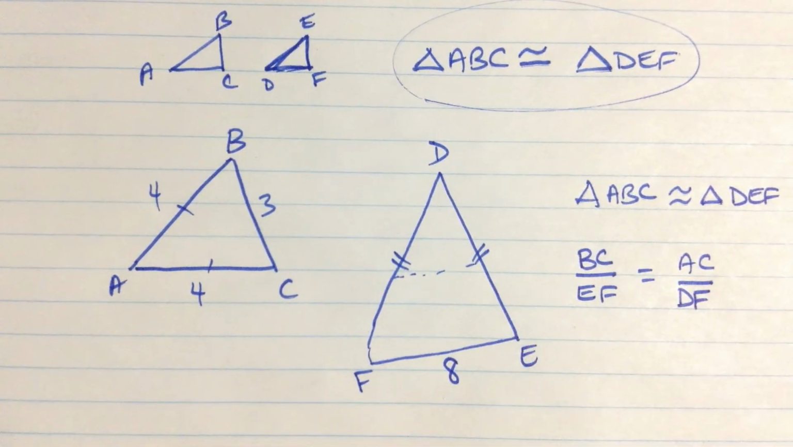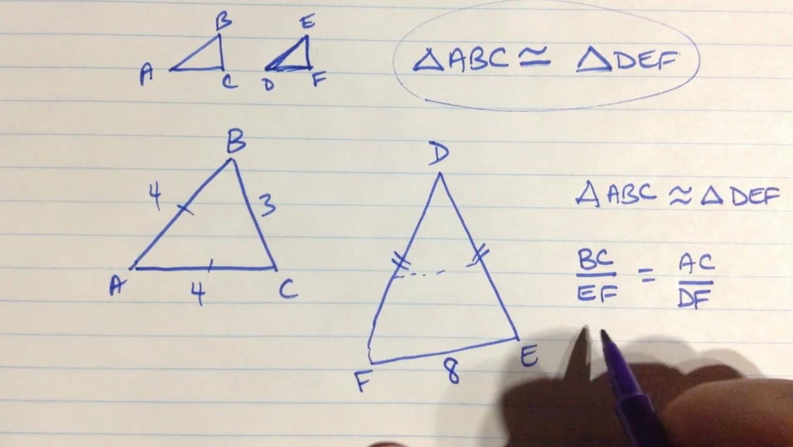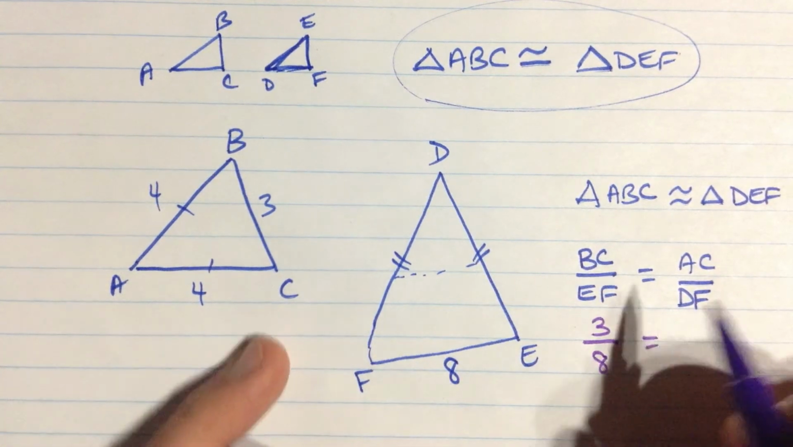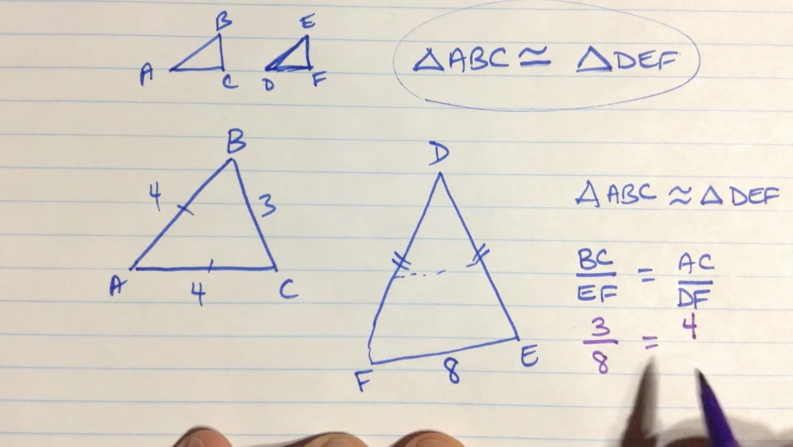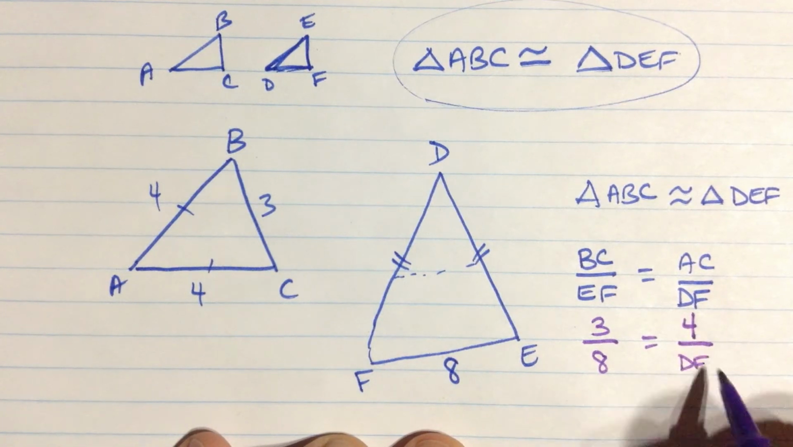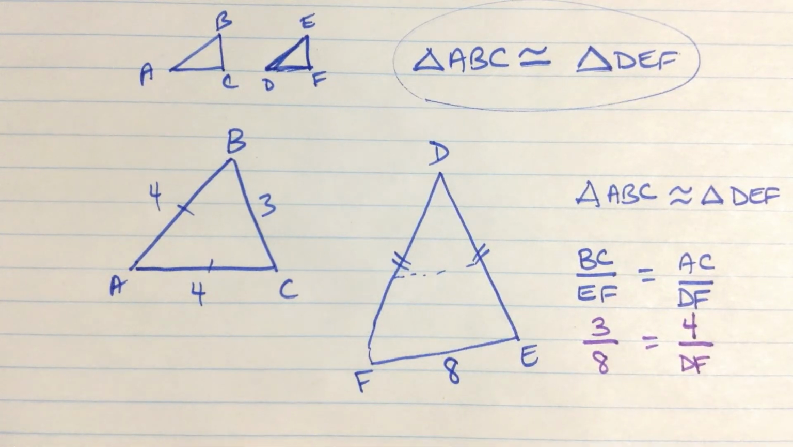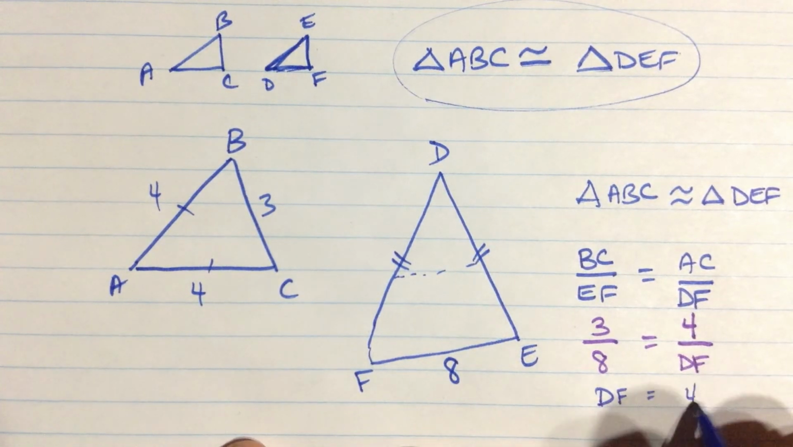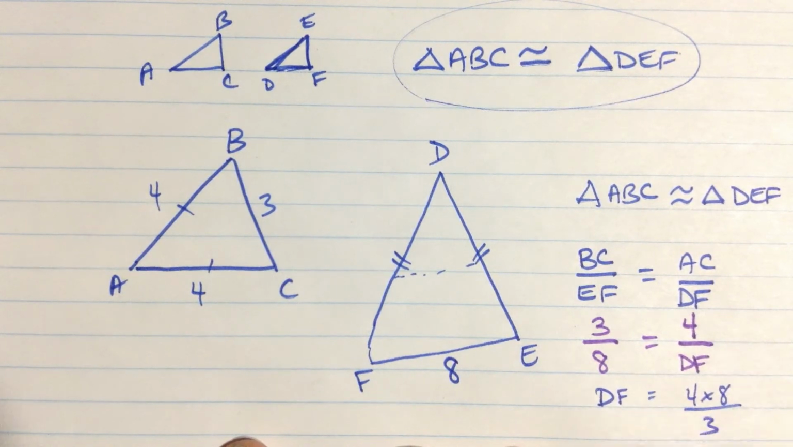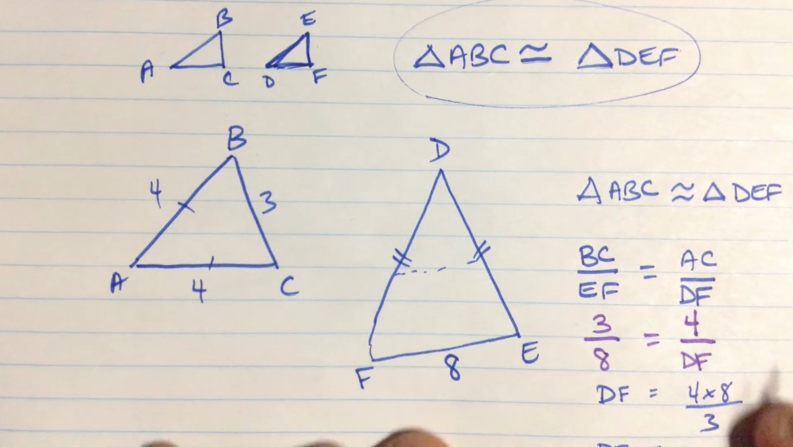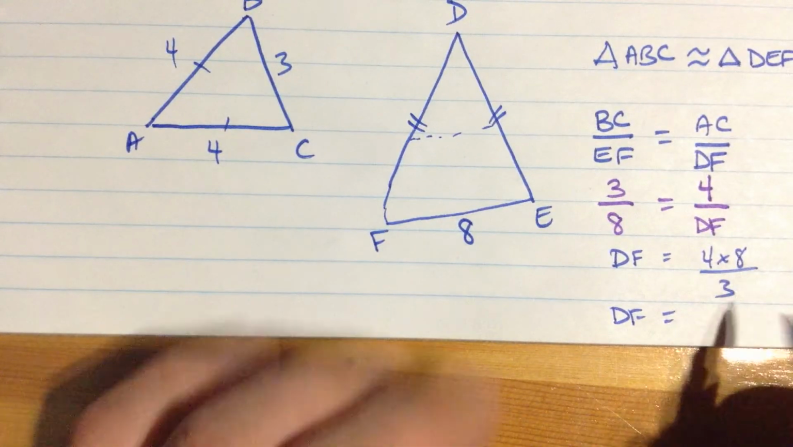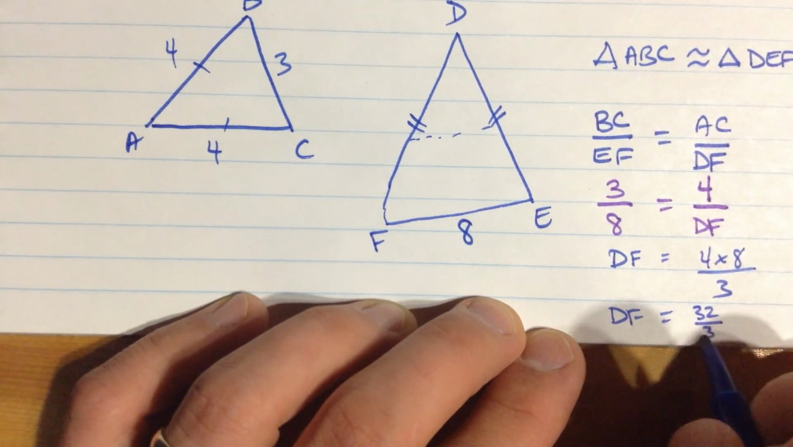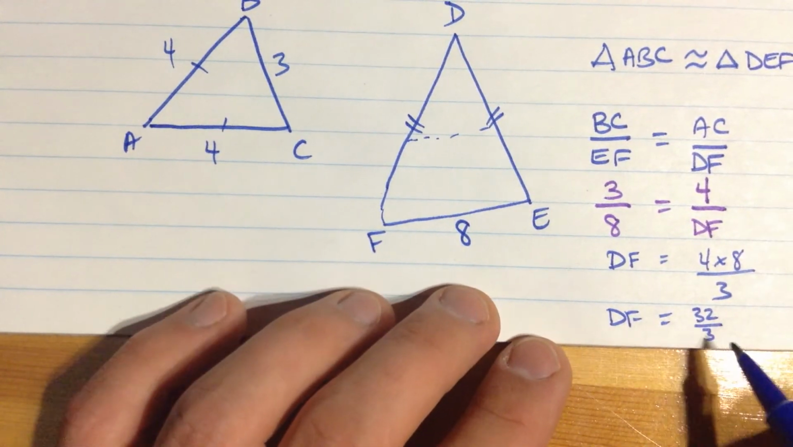Okay, so let's fill in some numbers here. BC is 3, EF is 8, AC we know is 4, and so DF is the thing that we don't really know yet. So let's do a little magic here. DF is going to be 4 times 8 over 3. Oh, I'm running out of space here. Let me move up. So 4 times 8 is 32 divided by 3. That's a beautiful fraction. We'll just leave it as a fraction. If you really wanted to go into a mixed number, you could do 10 and 2/3.